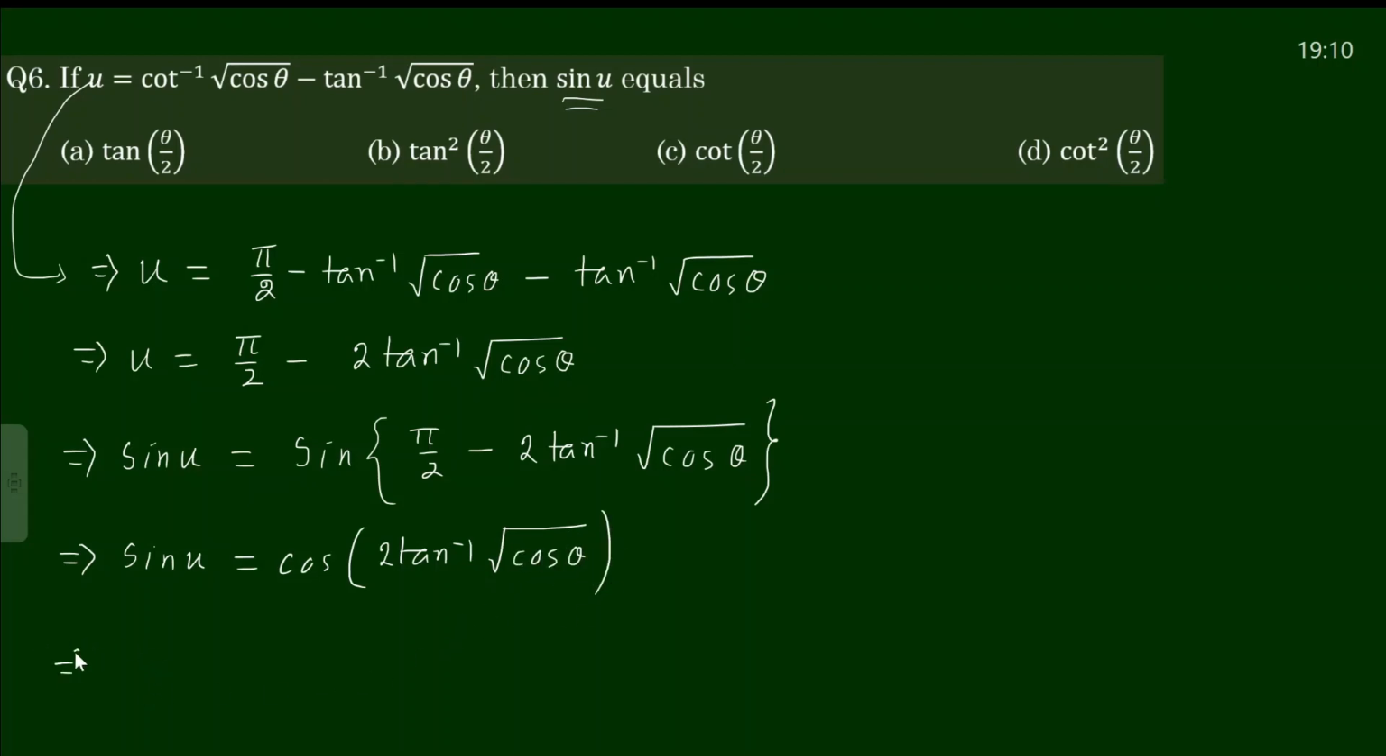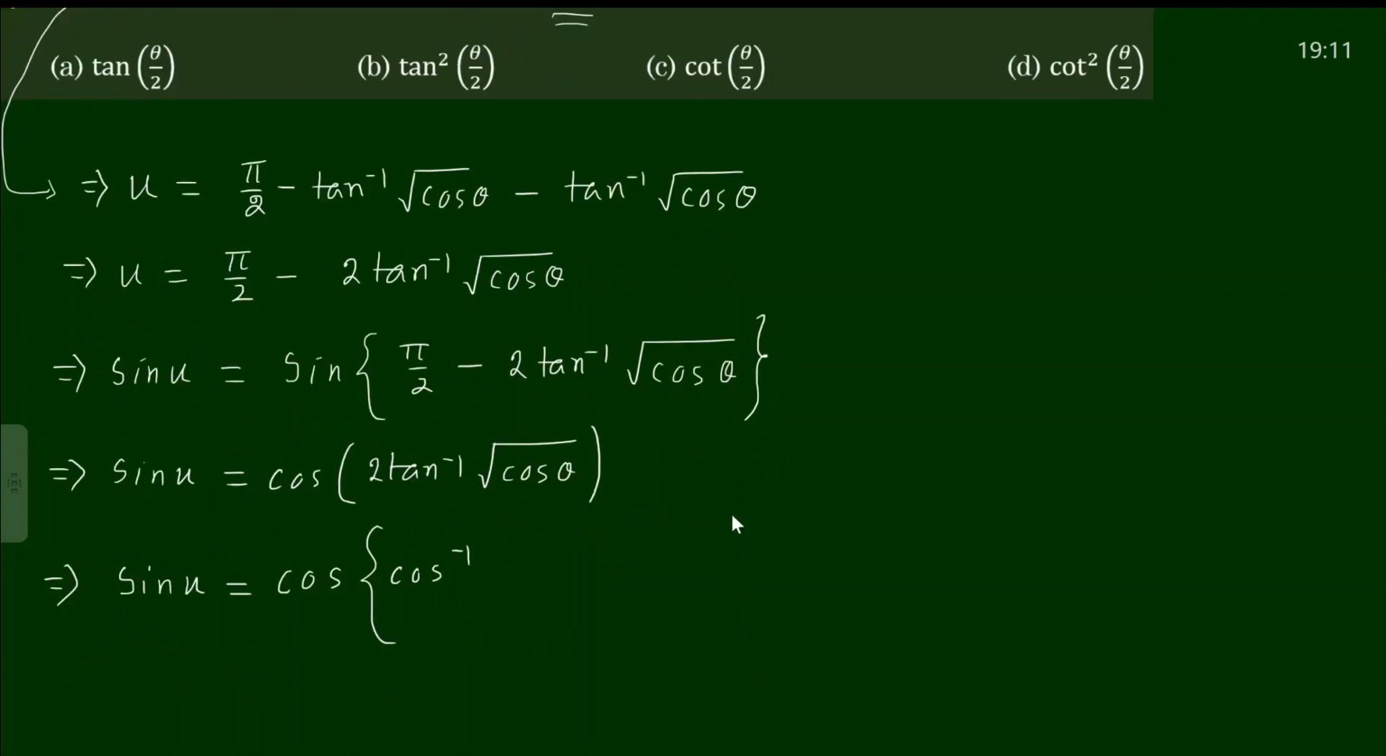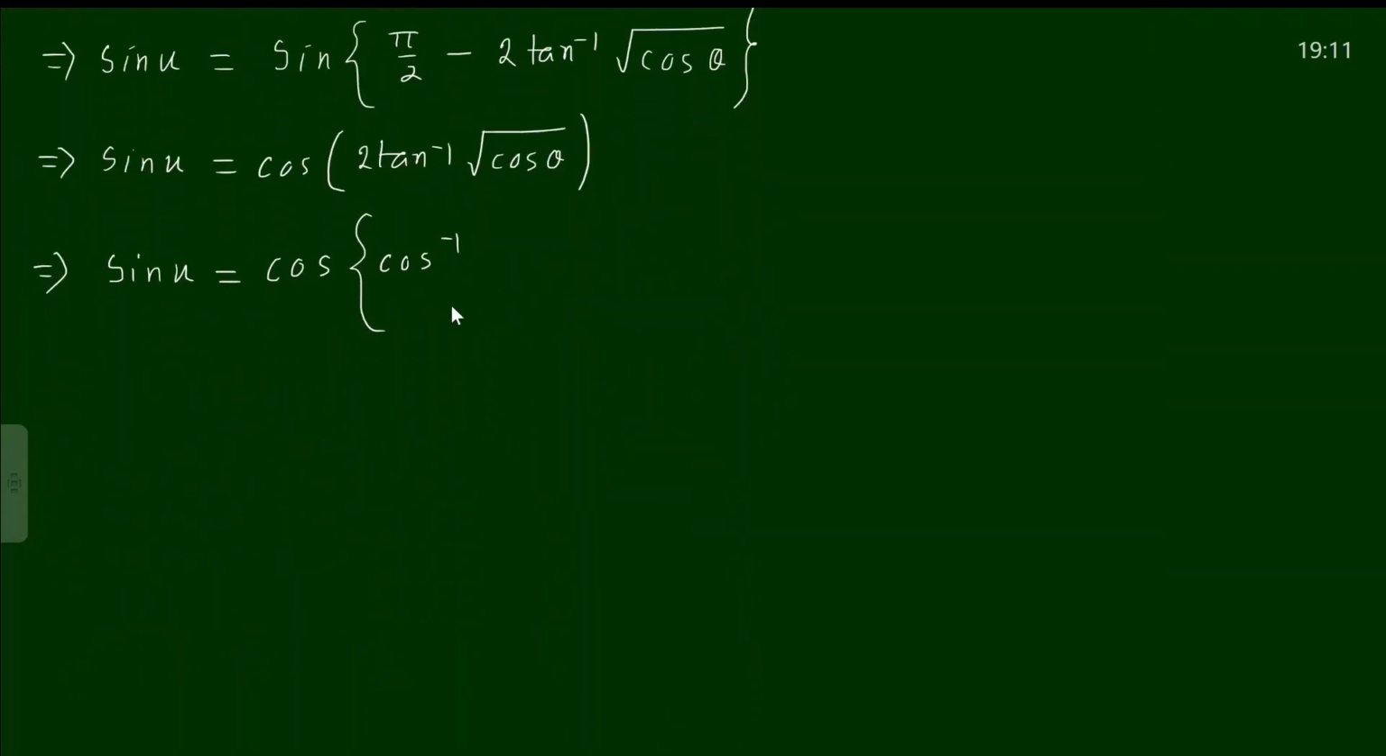So sine u, remaining the same on the left hand side, is equal to cos, which is also remaining the same here. And this 2 tan inverse x, in terms of cos inverse, can be written as cos inverse of 1 minus x square by 1 plus x square format. So we write 1 minus x square, meaning this total term squared, the root is eliminated, so it is simply cos theta divided by 1 plus x square, meaning 1 plus cos theta. So this is the expression we have.